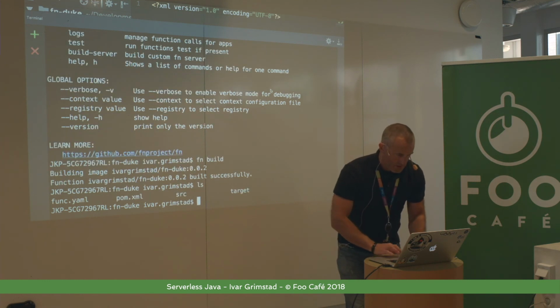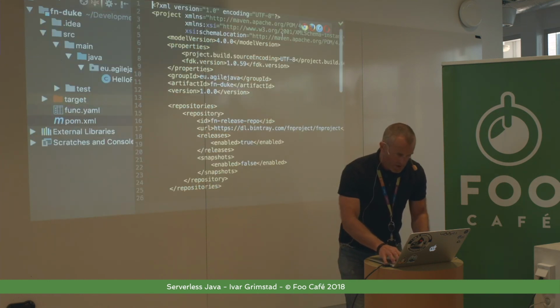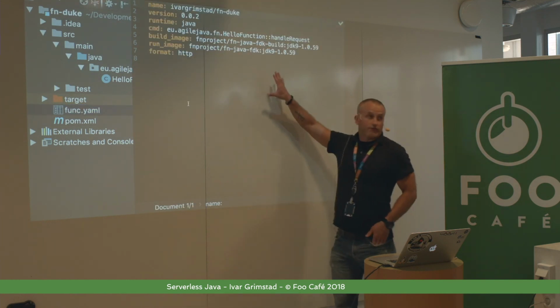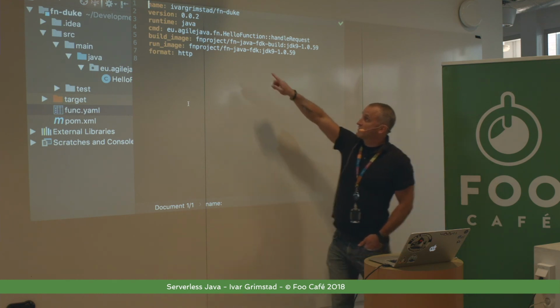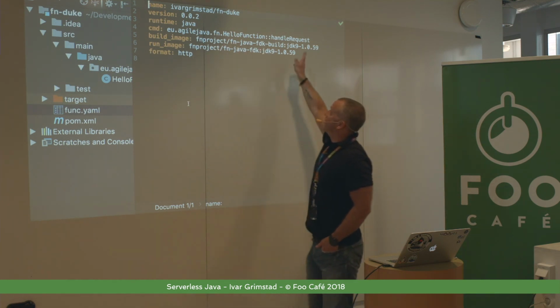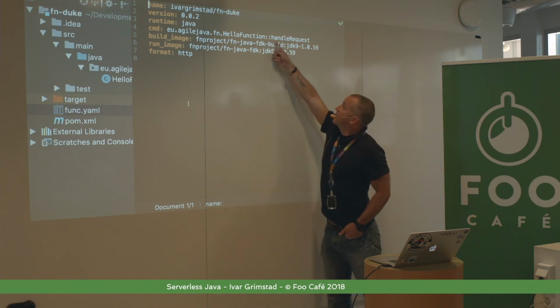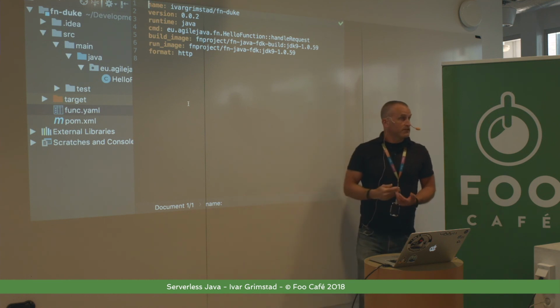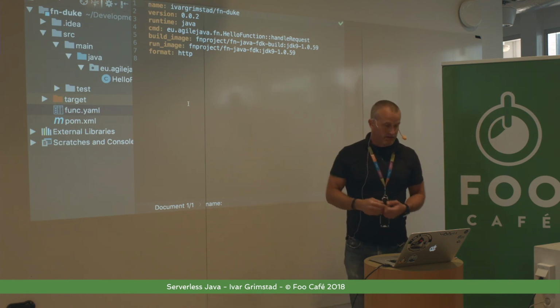And what it has here is also a func YAML file, which is a descriptor file for my function. In this case, you can see 002 is my version. It's a Java runtime, and this is the method I'm invoking, and this is the JDK I'm using. So it's just basic information that the system needs to run this function.